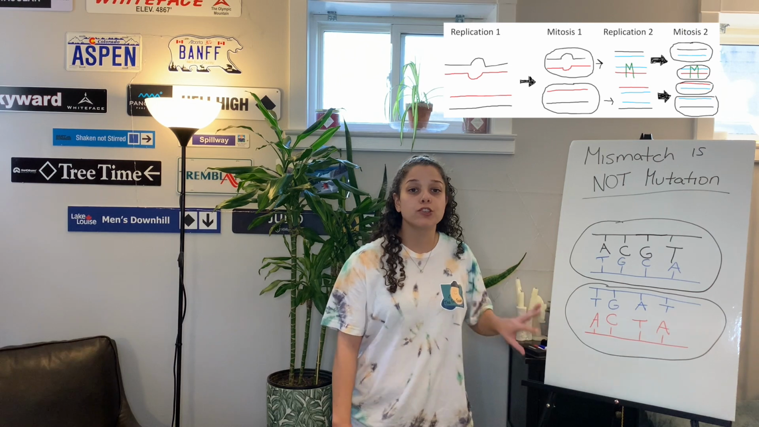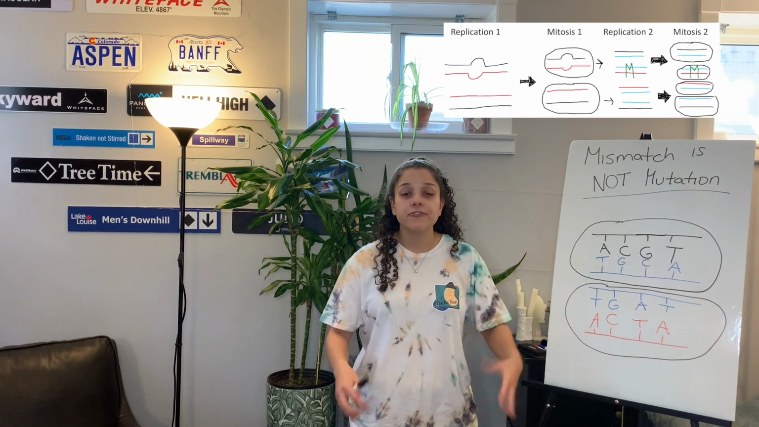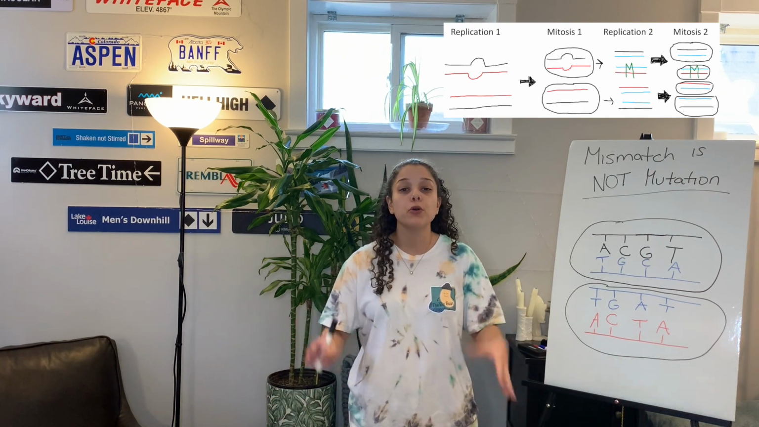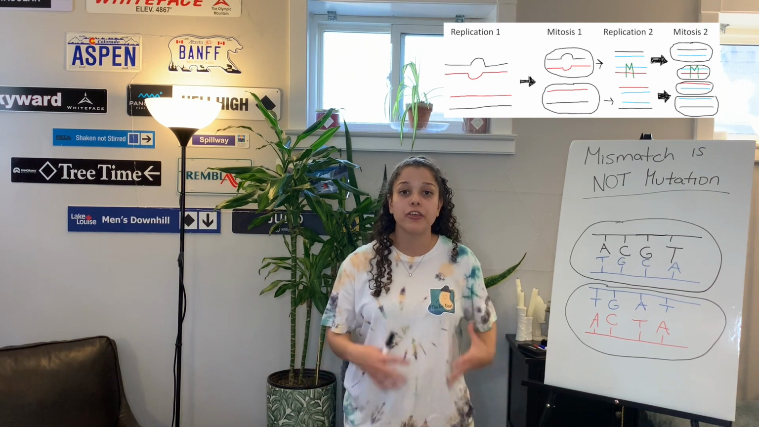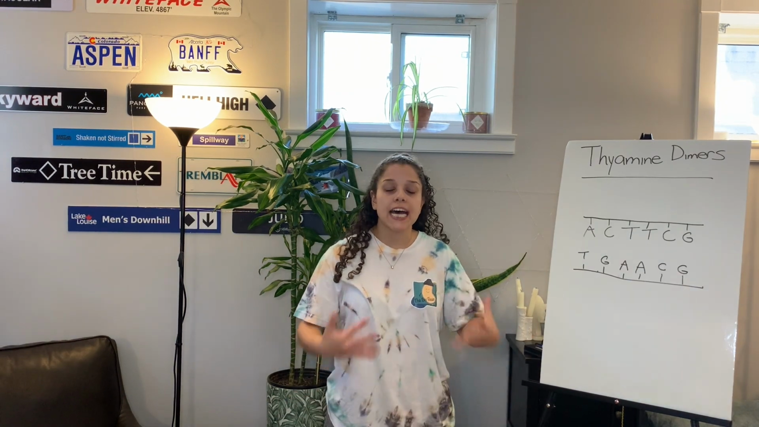So because it is on both strands, it is a mutation. And so a mismatch, if allowed to continue across replications after 2 rounds of replication, it will give a single daughter cell that has a mutation. Another type of DNA damage is thymine dimers.